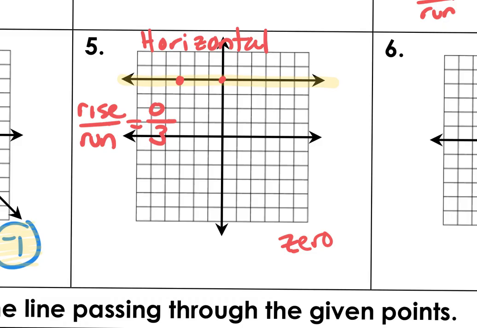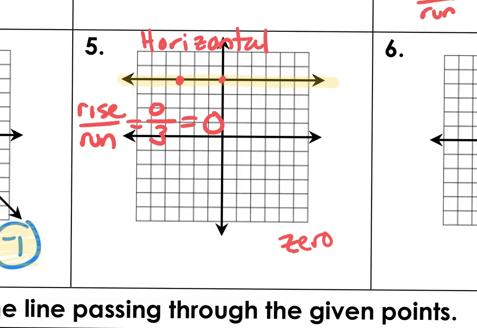Now, for those of you that have your calculator out, somebody help me. What is 0 divided by 3 in the calculator? It is 0. Okay, so I want you to write this fraction down in your notes: 0 divided by 3 equals 0. And I need you to know that if it's a horizontal line, your slope is 0.